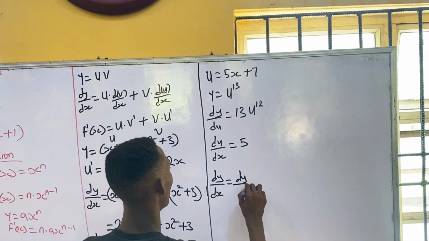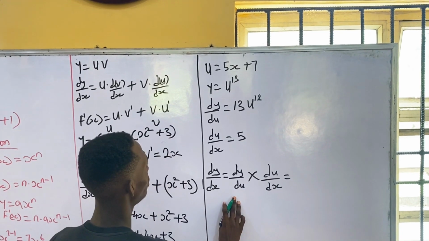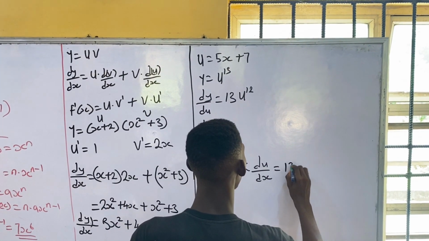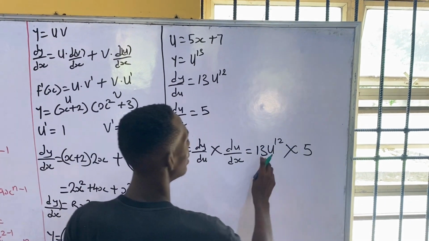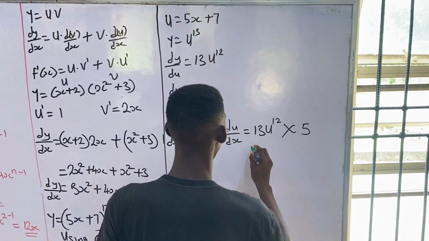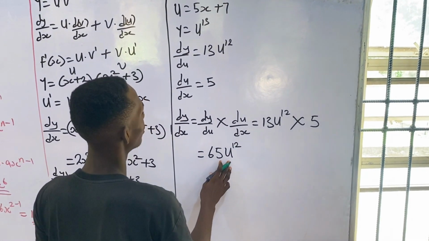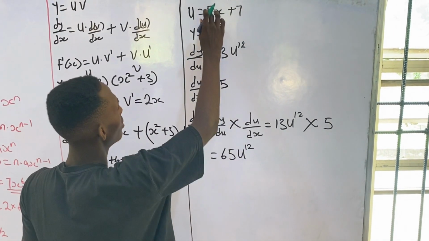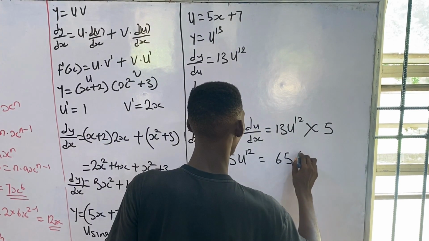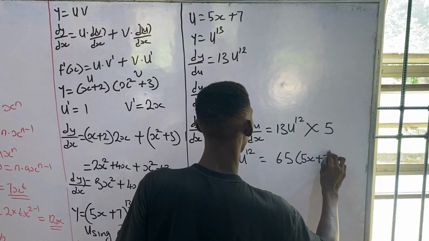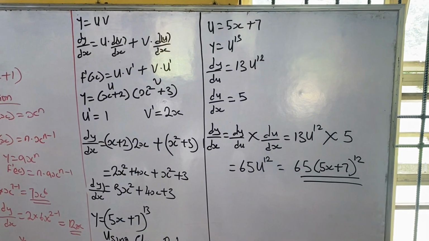dy over du times du over dx. So our dy over du is 13u to the power of 12, times our du over dx, which is 5. 13 times 5 is 65. So this is equal to 65u to the power of 12. And recall that our u is equal to 5x plus 7. Therefore, our dy over dx is 65 (5x plus 7) to the power of 12. That is when you are using chain rule.